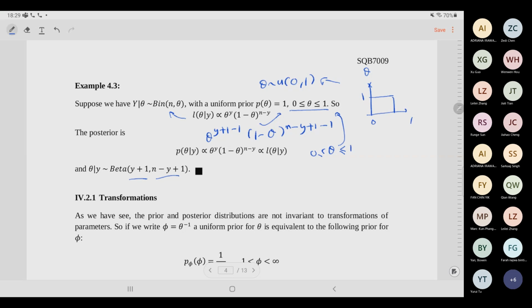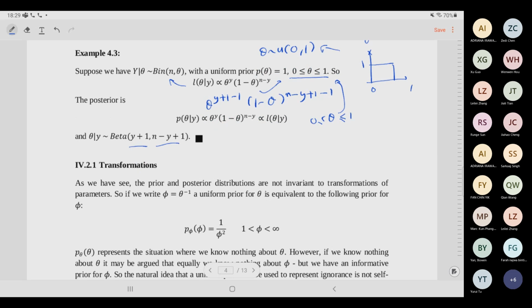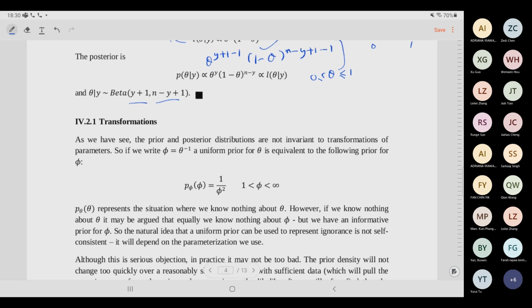Then there are other considerations when you choose a prior. One of them is that the prior and posterior, as we learned last week, are not invariant to transformation of the parameters. Meaning that you have the Jacobian and things like that.